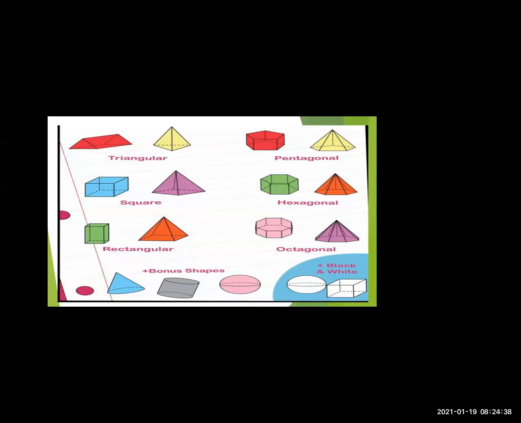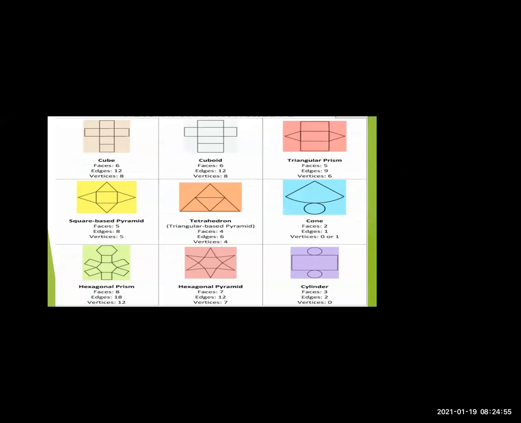And in the next shape, the octagon is the base. So it is called an octagonal pyramid. Now, my dear students, you might have understood the exact difference between the prism and pyramid. So let's move to the next one.